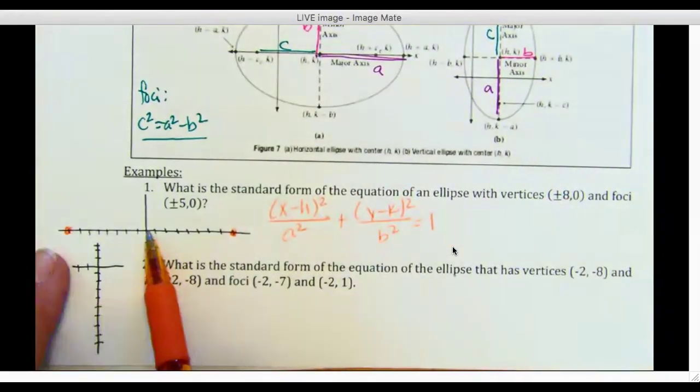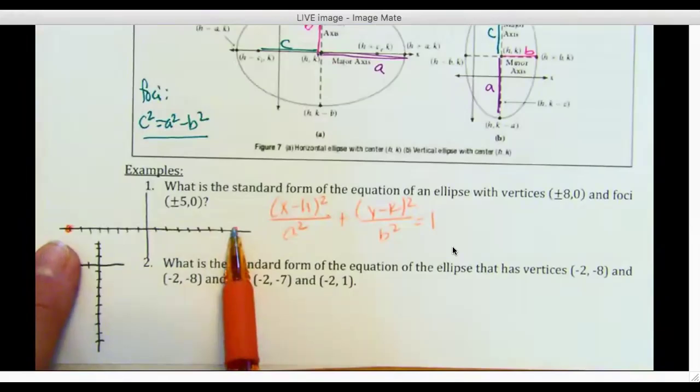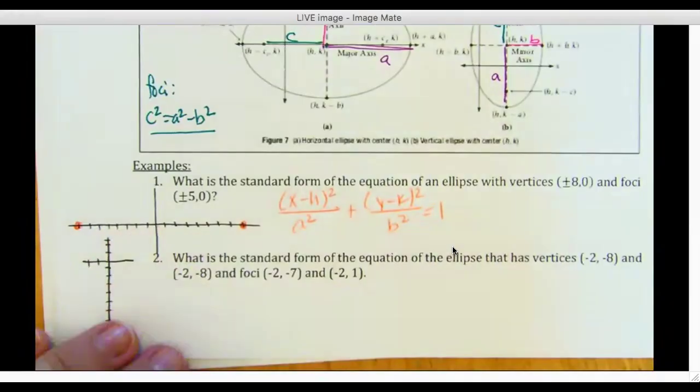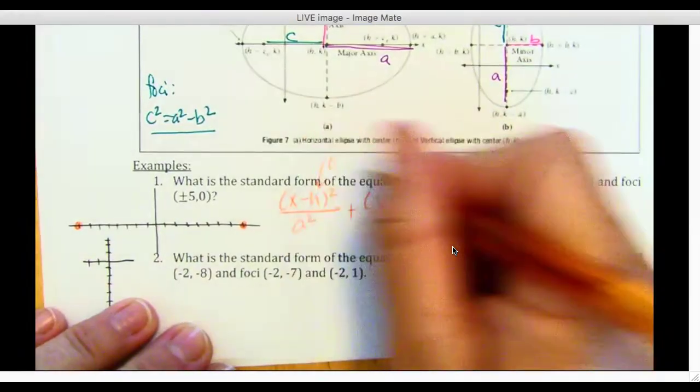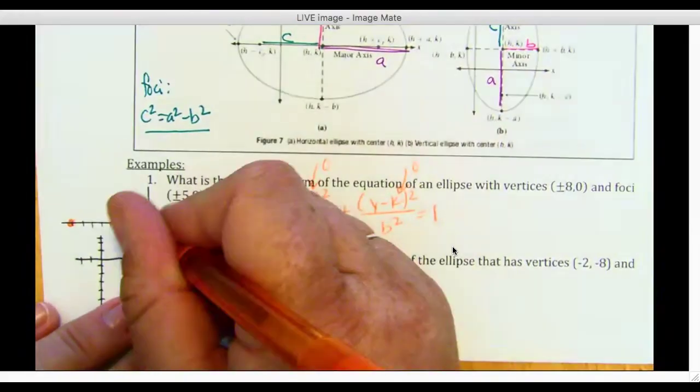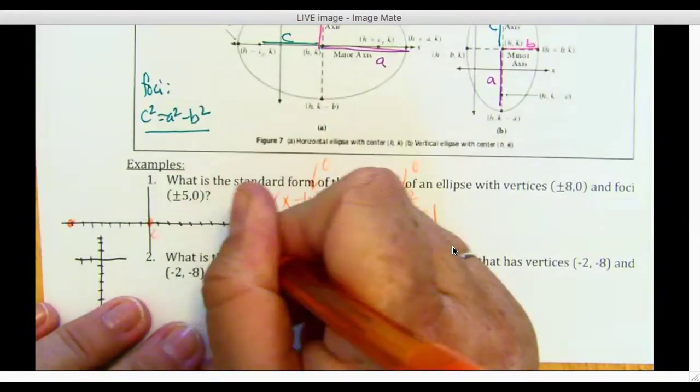Well, halfway between my vertices is going to be my center. And if this is negative 8 and this is positive 8, halfway between is 0, 0. So my h is 0 and my k is 0. Okay, so that's my center, 0, 0. This is my vertex.